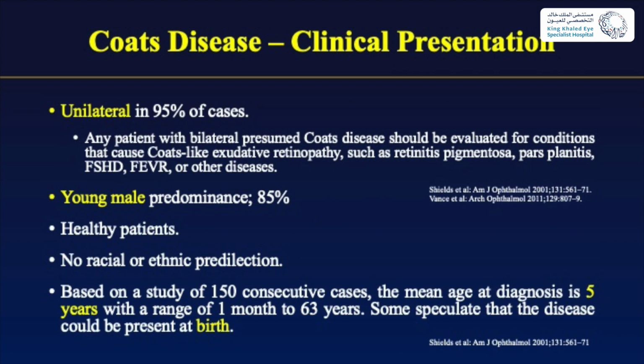So Coats disease is unilateral in 95% of cases, and predominantly in young males. So if you see Coats disease bilaterally or in a female, you should think about Coats-like conditions such as retinitis pigmentosa, pars planitis, FEVR, and other disorders. It usually presents in young patients with no racial or ethnic predilection. In the famous series of Shields of 150 consecutive cases, the mean age at diagnosis was 5 years. Some speculate that the disease could be present at birth.